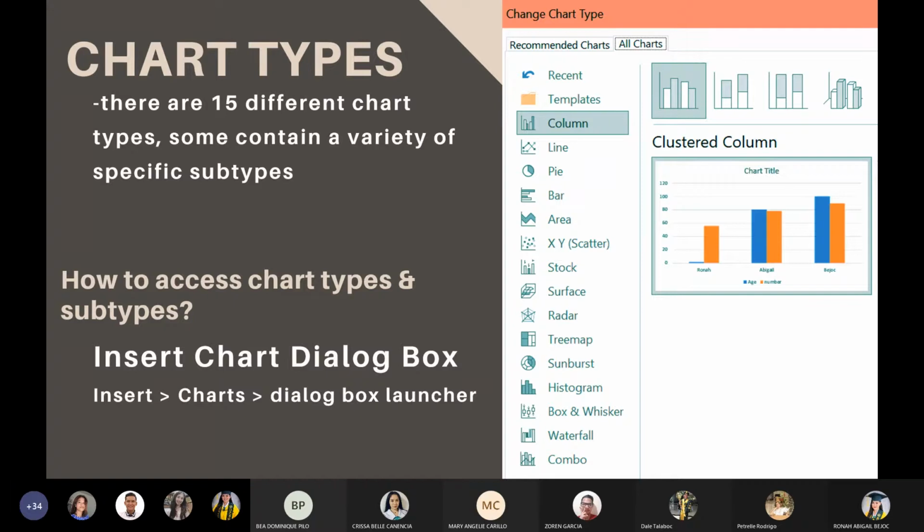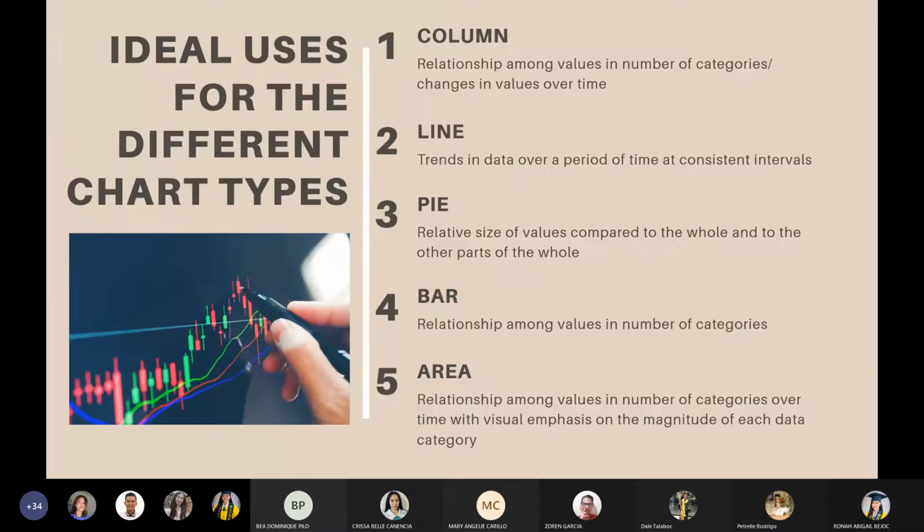There are many of them, guys, and we are going to talk about these one by one later. But we also have to know how to access chart types and subtypes. It is found in the insert chart dialog box. You have to go to the insert tab, then the charts group, then the dialog box launcher at the lower right. Don't worry, later in our chart insertion methods, you will see where the insert chart dialog box is. But for now, let us talk about the ideal uses for the different chart types.